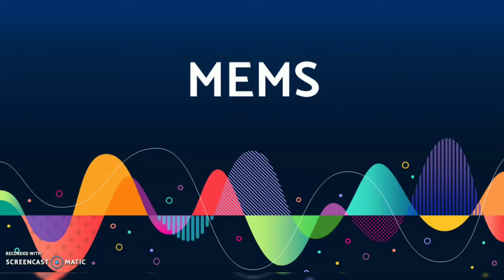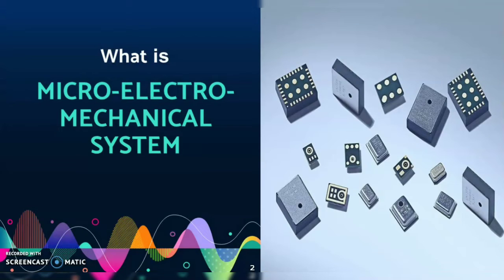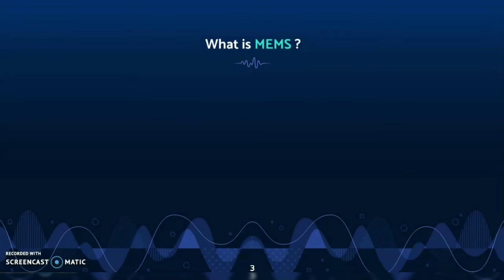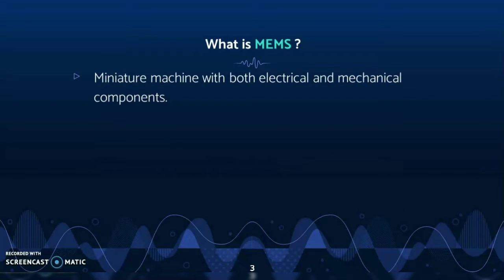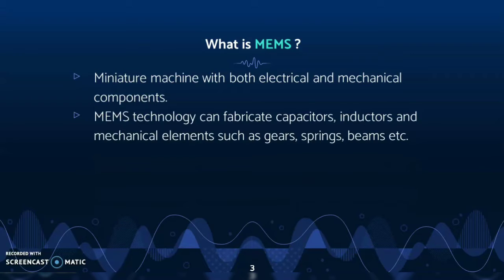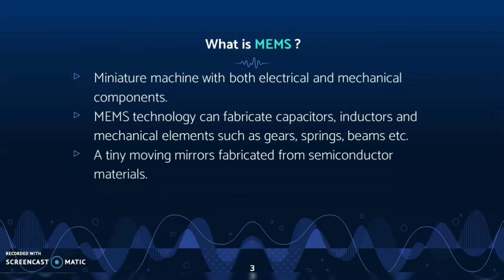First in line, we have the MEMS, or the microelectromechanical system. So what is a microelectromechanical system? A microelectromechanical system is a miniature machine with both electrical and mechanical components. MEMS technology can fabricate capacitors, inductors, and mechanical elements such as gears, springs, beams, etc. Also, it can be tiny moving mirrors fabricated from semiconductor materials.